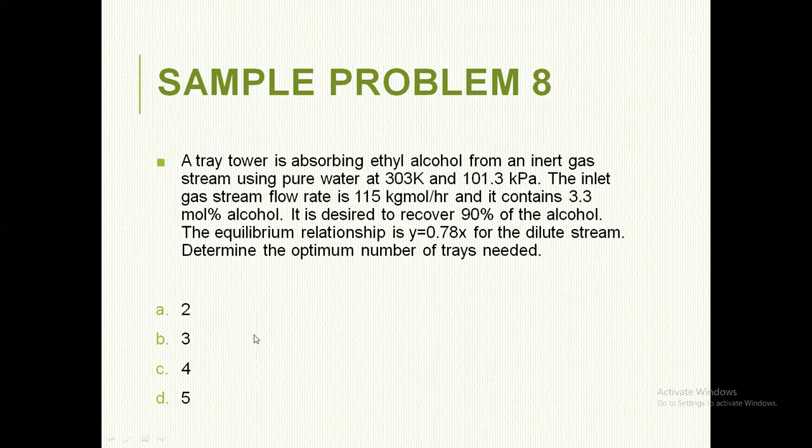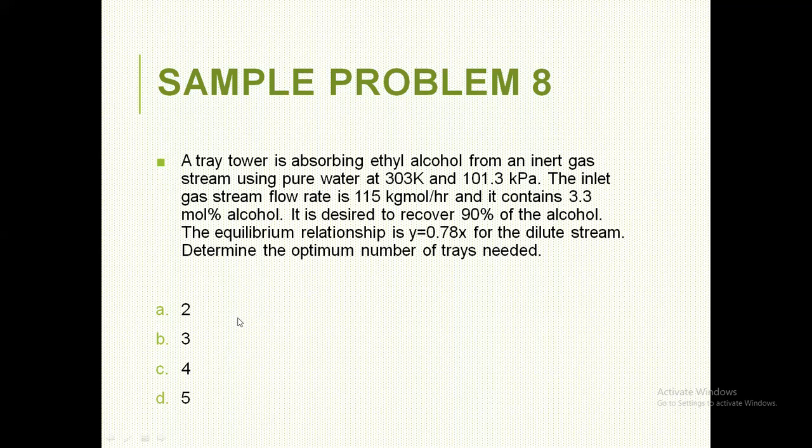So in this sample problem number 8, you are given a tray tower which is absorbing ethyl alcohol from an inert gas stream using pure water. So your solvent does not contain ethyl alcohol. Now the process is at 303 Kelvin and 101.3 kilopascal. The inlet gas stream flow rate is 115 kilogram mole per hour, and it contains 3.3 mole% alcohol. So of this 115 kilogram mole per hour, 3.3% is alcohol, and it needs to be removed using water, in this case pure water.